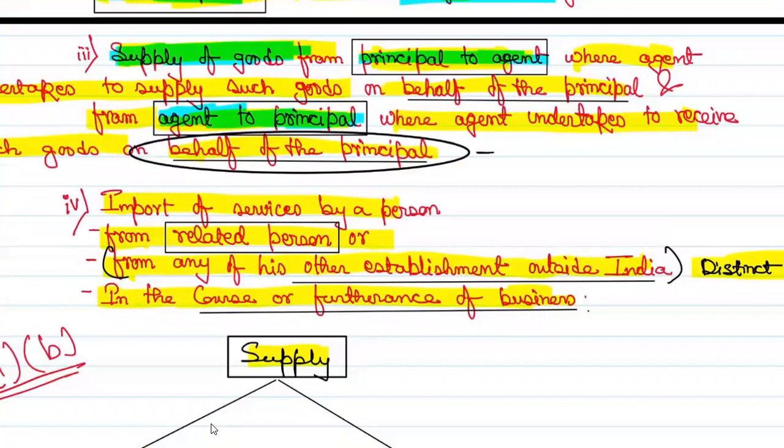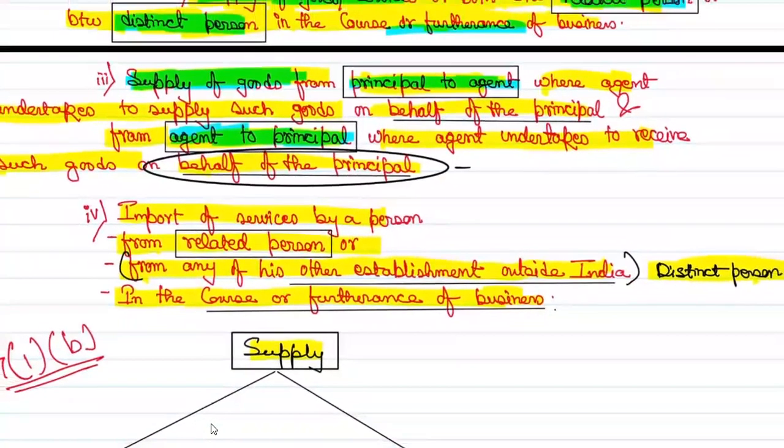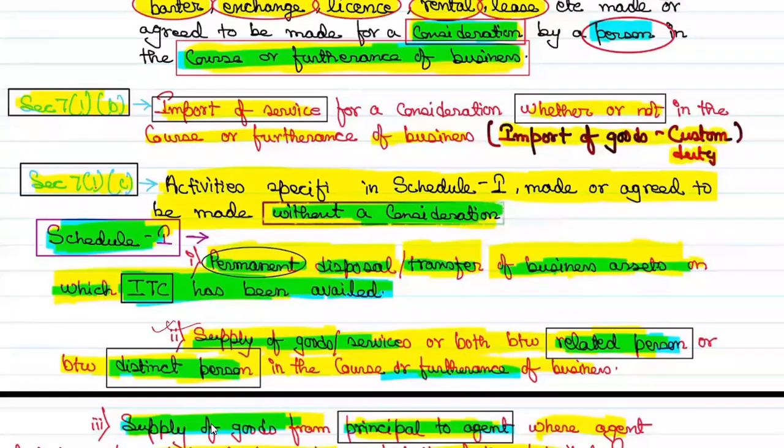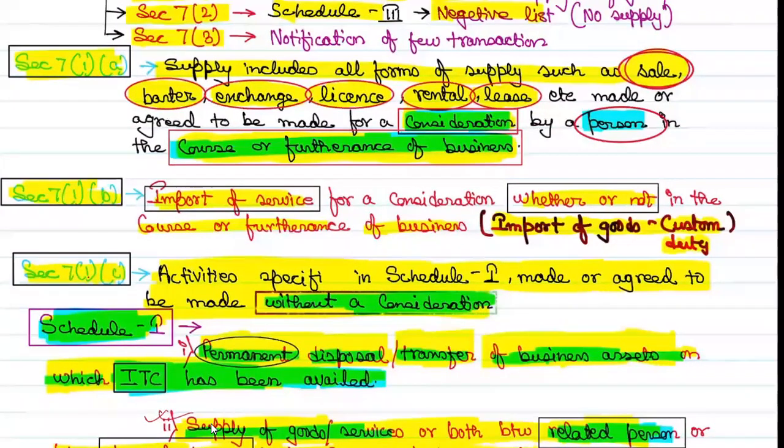Okay, so these were the four cases where, no matter whether there is a consideration or not, it would still be treated as supply. And this is what Schedule 1 is all about. Activities specified in Schedule 1, made or agreed to be made without consideration, will be treated as supply. Because when we started, we came to know about some parameters, correct?